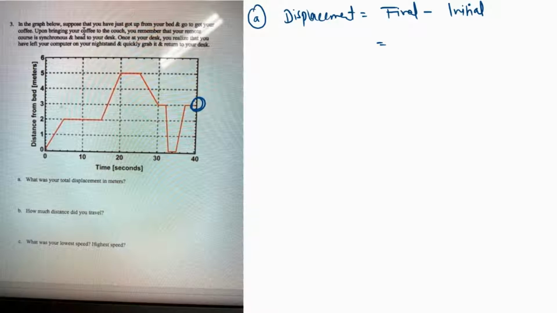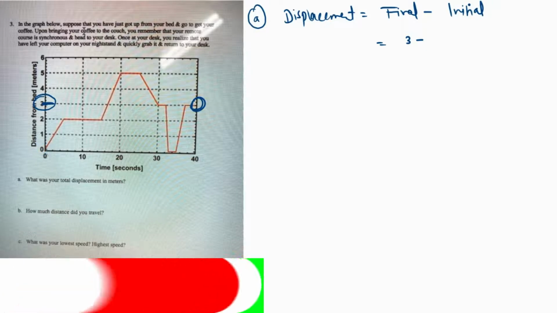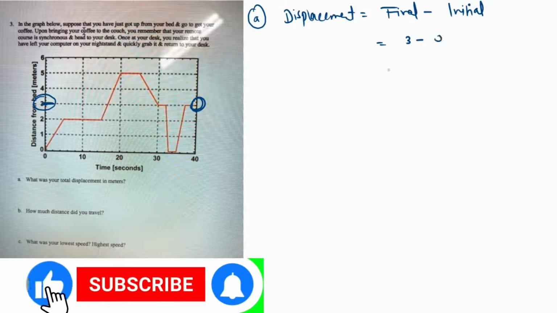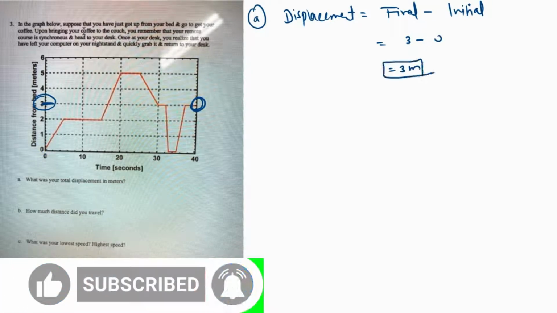So what is the total distance, displacement in meters? Remember, the displacement is only the difference between the final position minus initial position. So displacement is going to be the final position minus initial position. Final position is over here, which is clearly 3 meters from the bed, and the initial position is definitely, I think it's 0 over here. I'm not sure. It looks like 0, so I'm going to take it as 0. So that is 3 meters.